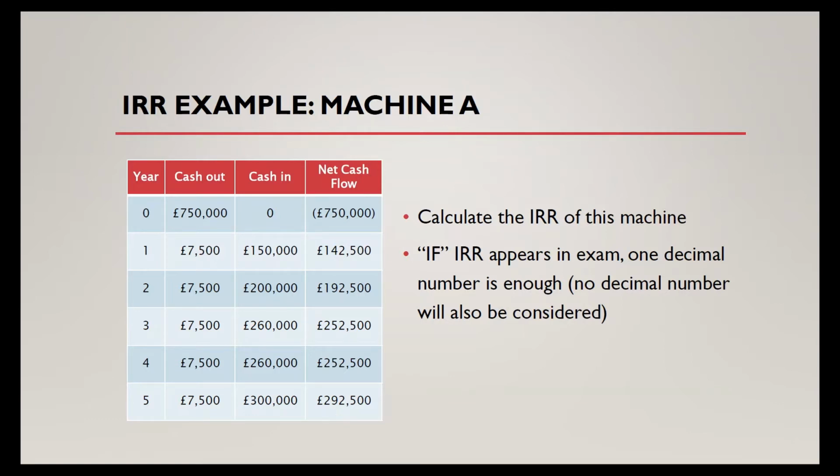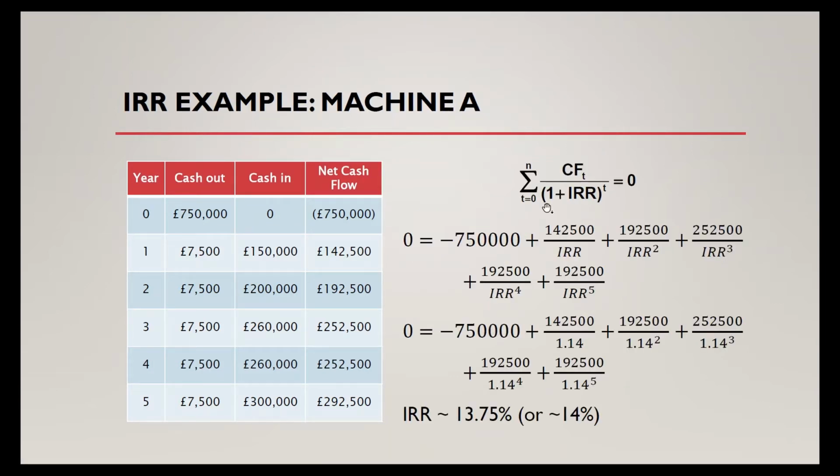Then this will leave us with a net cash flow of 292.5 thousand. The question is how to find the value of the IRR for this machine. Again, if you remember, the formula of the IRR is to sum up all of the future cash flows and divide this by 1 plus the internal rate of return, raised to the t power, where t represents the number of years. And we want to set the IRR so that the NPV will become 0.